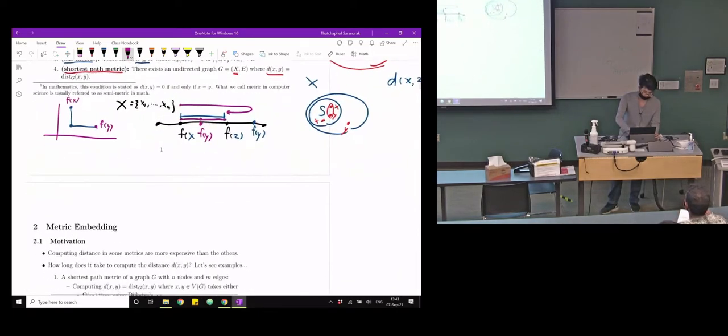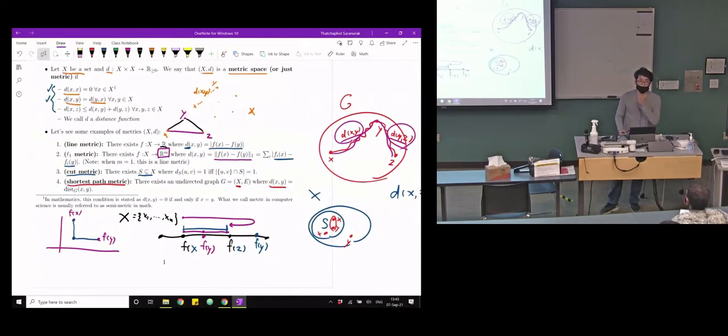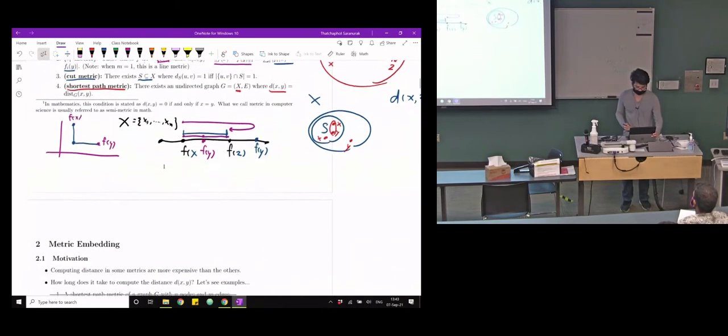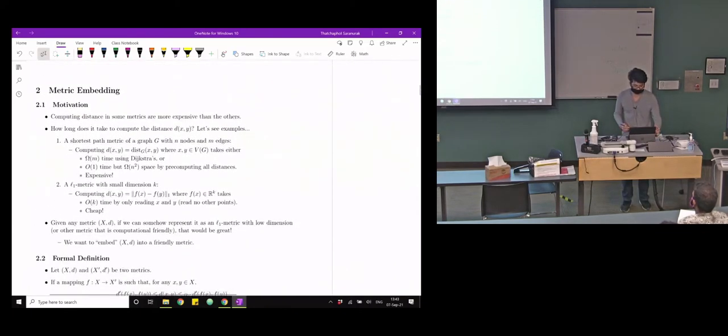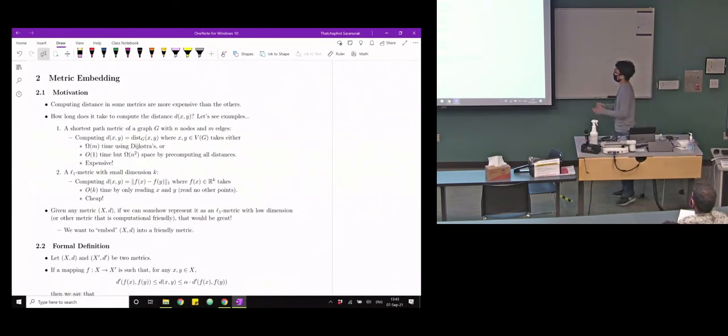In the case of the cut metric, if both belong to S, then the distance is 0. If both of them are not in S, then the distance is 0 too. Okay, so that is just a metric.